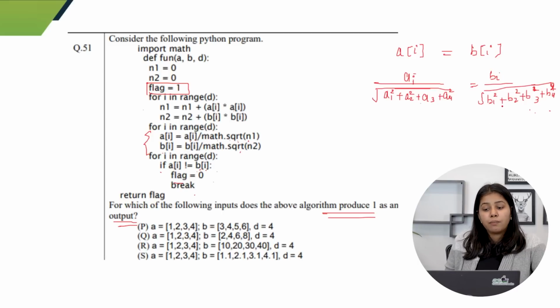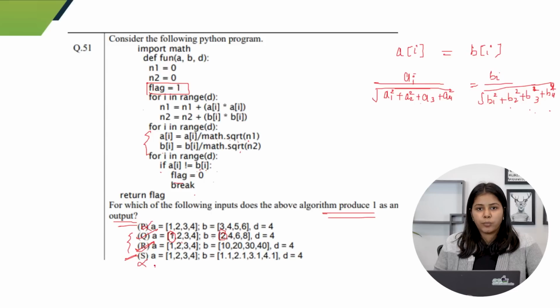When would it happen? When they are multiples of each other. If I take this as 1 and this as 2, and take the square root of this and of this, I'll get the same value because they are multiples of each other: 1 into 2, 2 into 2, 3 into 2 and 4 into 2. So Q is correct. Similarly, R is correct because in Q and R they are multiples, while in P and S they are not, so those would not be correct. We cannot run this function ourselves, starting with i equals 1, i equals 2, so we have to understand it using this maths.